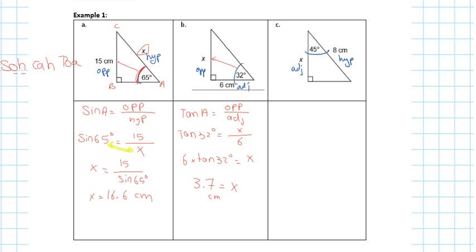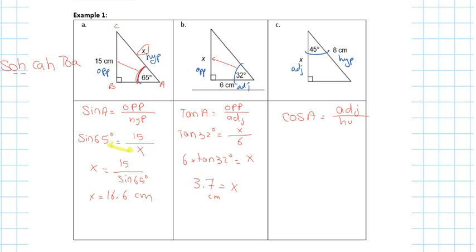So, I know the adjacent. I'm looking for the adjacent, and I know the hypotenuse. So what do I do? Like what formula did you use? I use the cos. Cosine, yeah, because this is CAH, right? So I'm going to have to use cosine. And that's adjacent over hypotenuse.